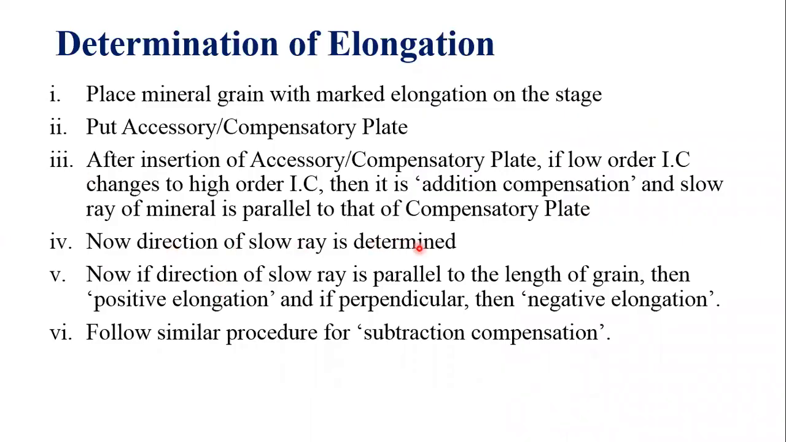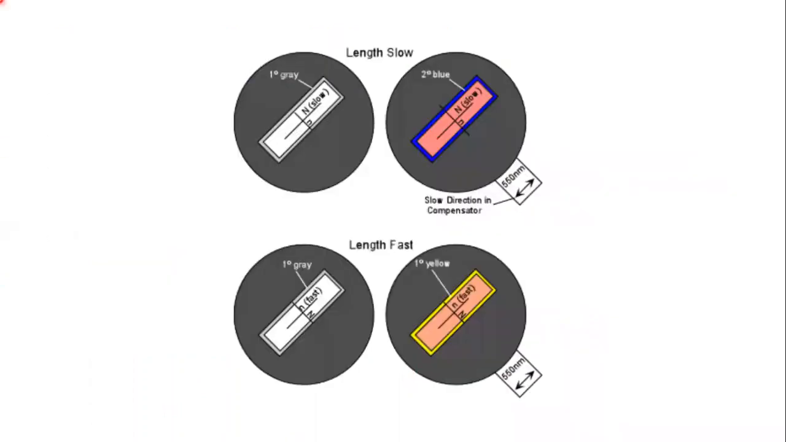Now the direction of the slow ray is determined after insertion of a compensatory plate. Now if the direction of the slow ray is parallel to the length of the grain, then positive elongation. But if perpendicular, then negative elongation. Follow a similar procedure for subtraction compensation.